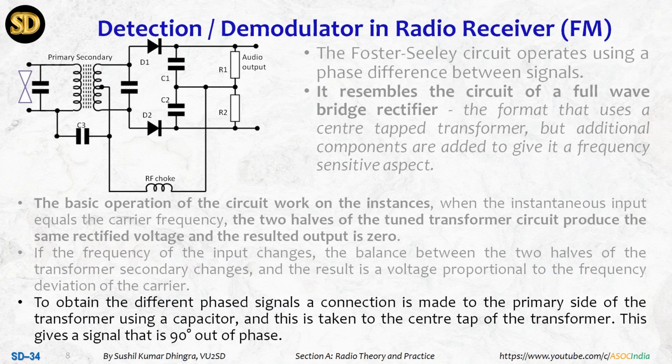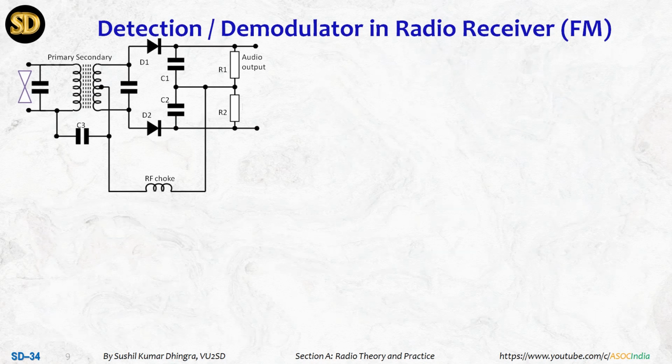To obtain the difference phase signal, a connection is made to the primary side of the transformer using a capacitor C, as I already showed you, and is taken to the center tap, and this gives a signal that is 90 degrees out of phase. To create the 90-degree difference, this is just used.